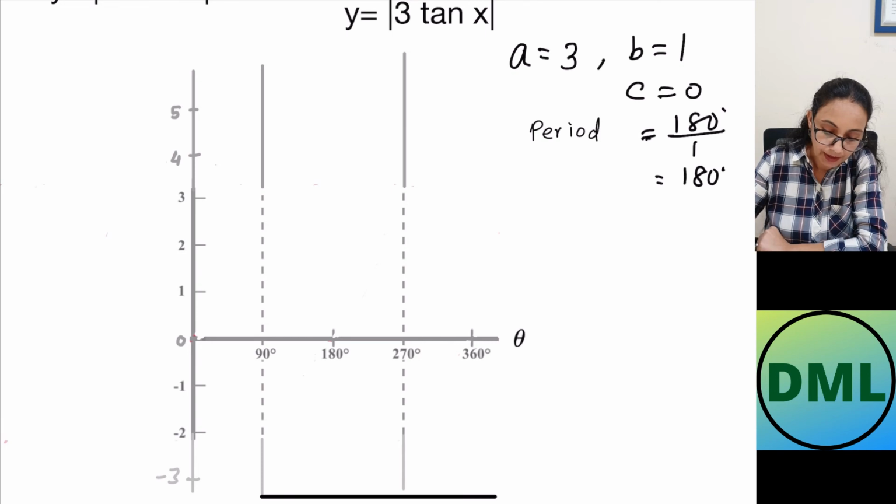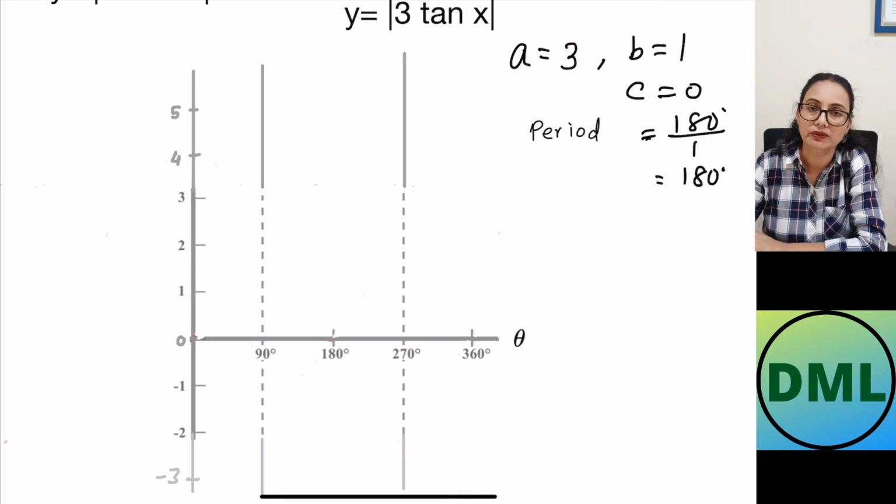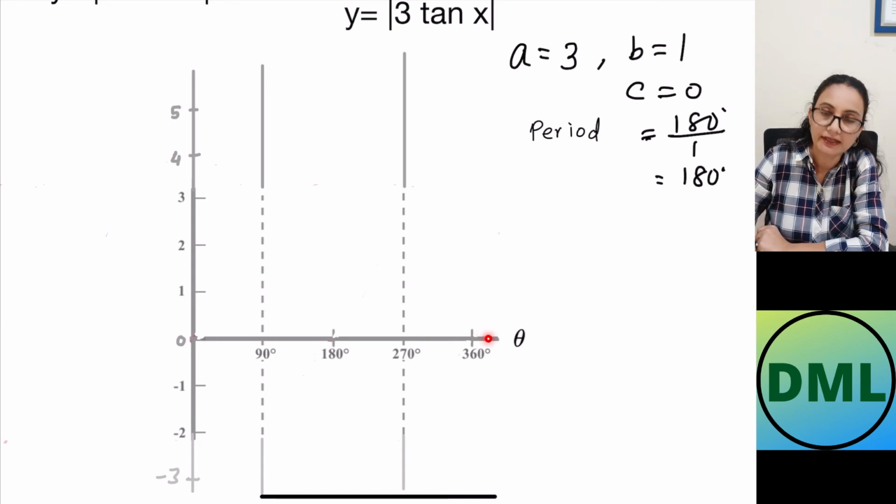Now I need to find the next asymptote. 90 plus 180 degrees will give you 270 degrees, so at 270 degrees I have my next asymptote. As you can see, our amplitude is 3. That means from the axis it will go 3 units up and 3 units down. Our axis is at 0, so from the axis it will go 3 units up and 3 units down.